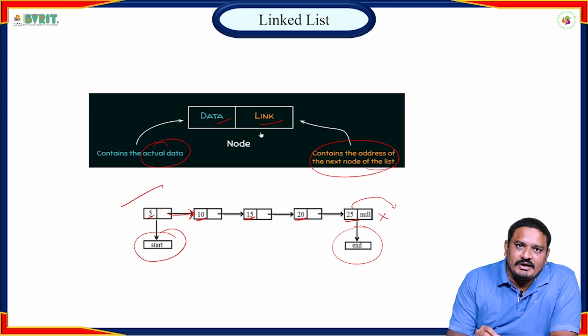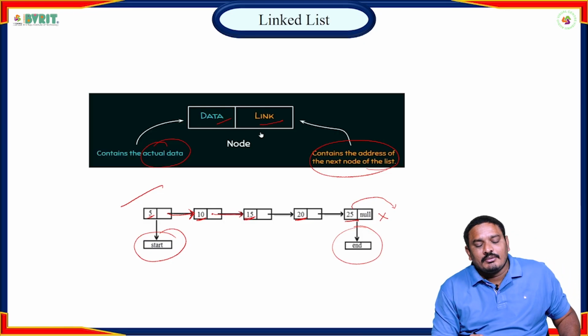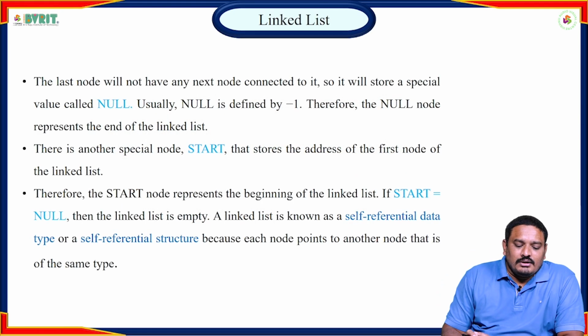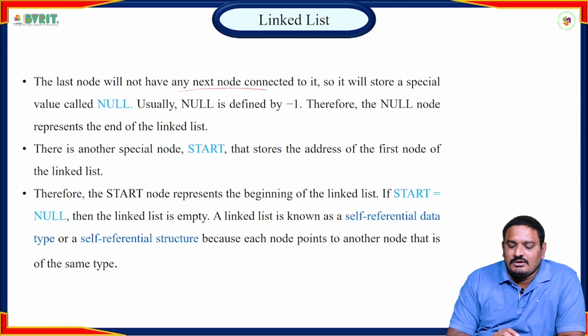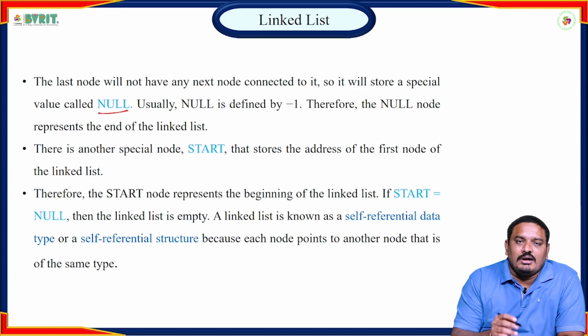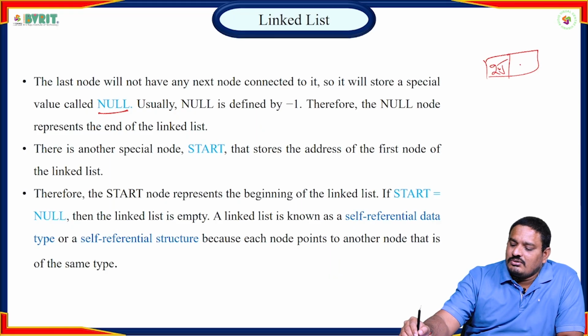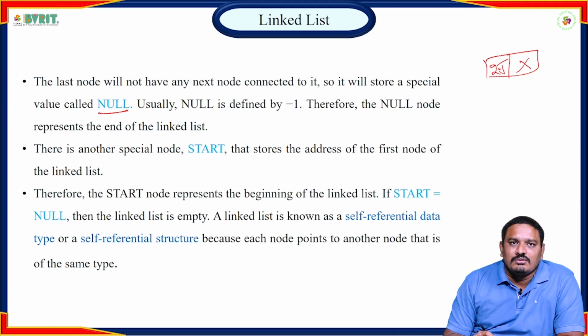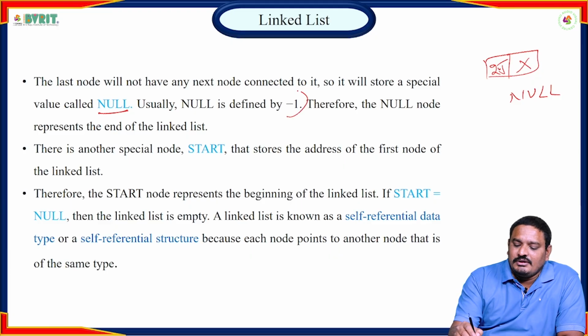And 10 is the next data element. This field is the address or reference, which connects to the next node. In this way the linked list is represented. The last node does not have any next node connected to it, so it is specified as null. As discussed in the previous slide, 25 is the last node and it is not connected to another node, so it is represented as null. The null can be defined by -1.